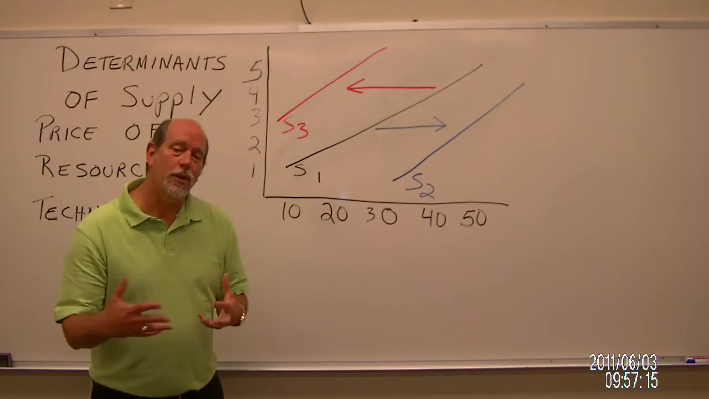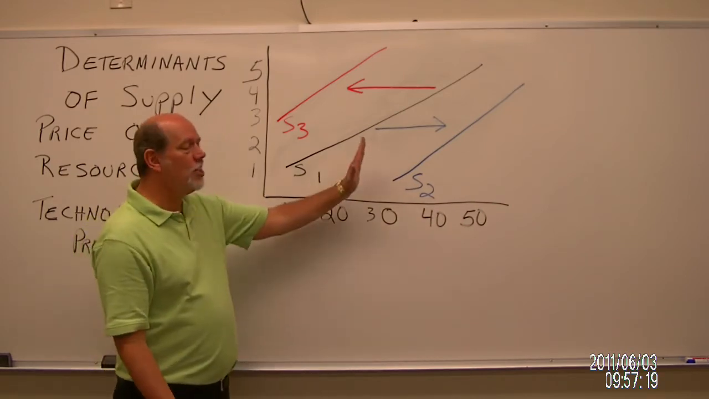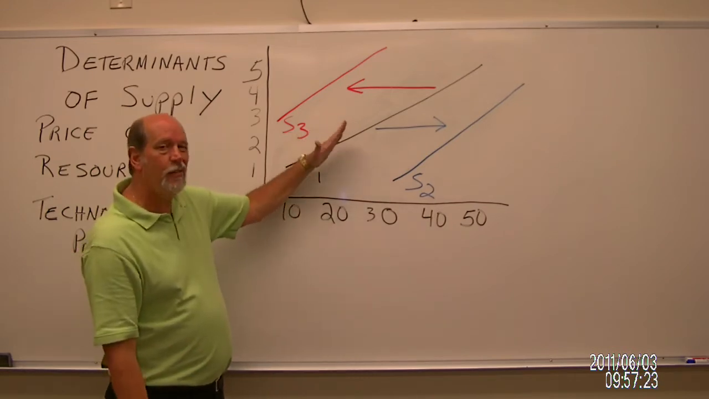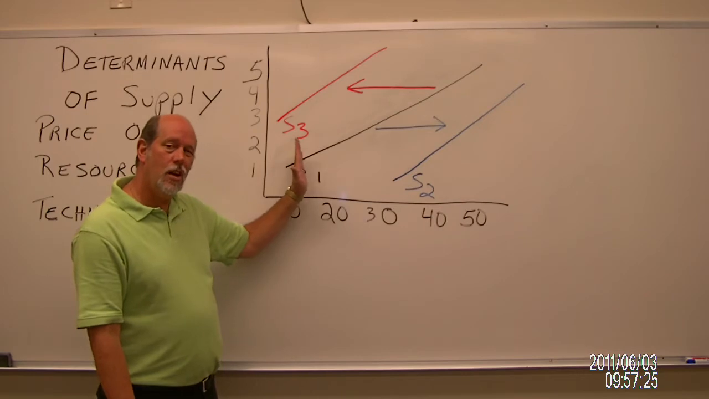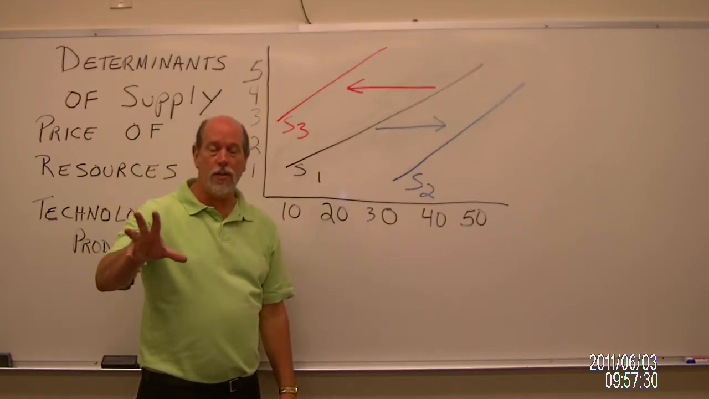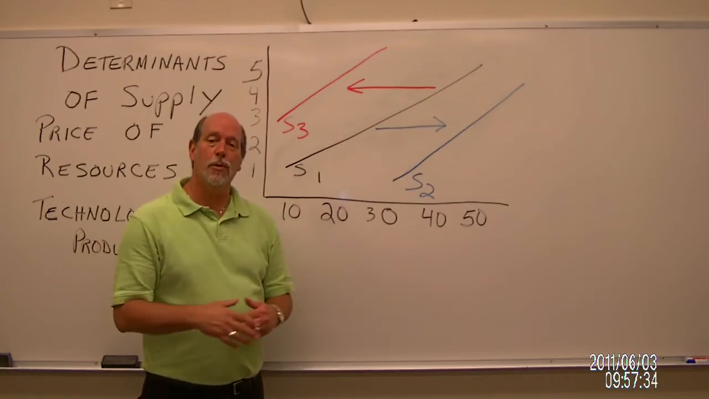Now, the converse: what happens when supply goes down? We show that as a shift left of the supply curve. And again, when you're doing your graphing, it doesn't matter how far left it goes. As long as it goes left, that's going to tell us that business owners, for one reason or another, have decided to put much, much less out at every possible price.